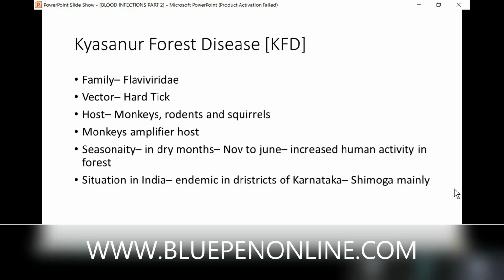It's also called KFD. The family is Flaviviridae. The vector is the hard tick, and the hosts are mainly monkeys, rodents, and squirrels. That's why it is found in the forest areas. The monkey is actually the amplifier host.